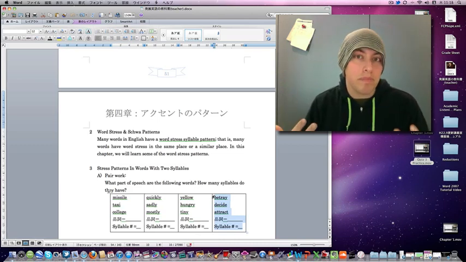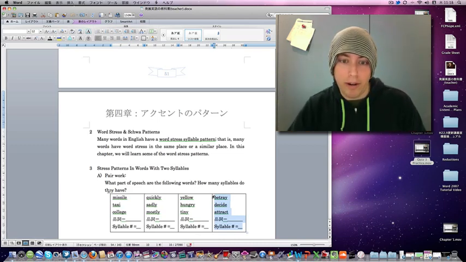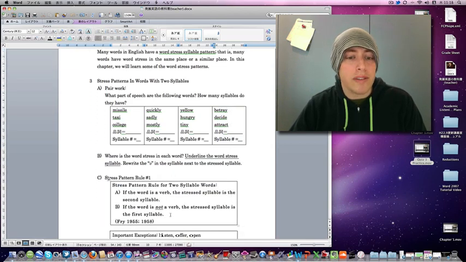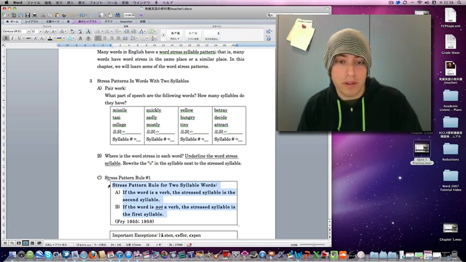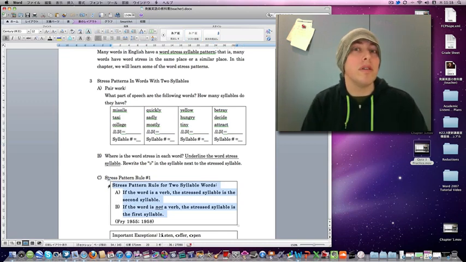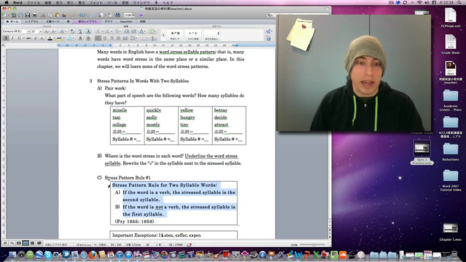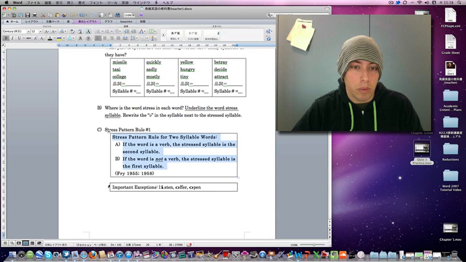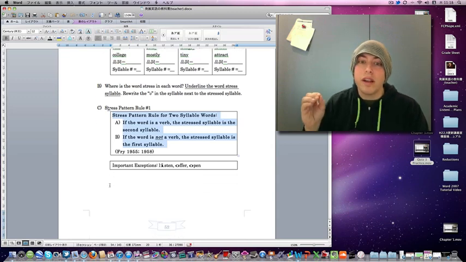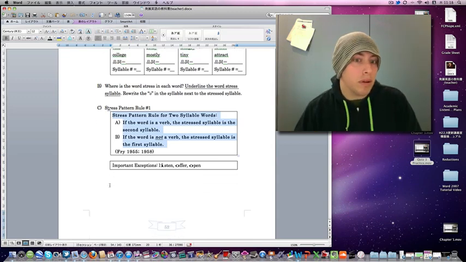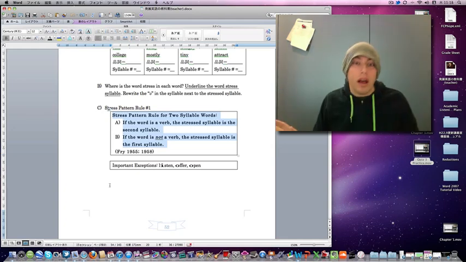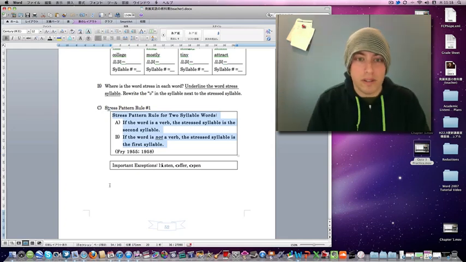What does this mean? It means that there's a pattern here. This is the first pattern I want you to know about. It applies only to words with 2 syllables. So again, only words with 2 syllables will follow this pattern, but here it is. If the word is a verb, the stress syllable is the second syllable. If the word is not a verb, if it's anything else, the stress syllable is the first syllable.